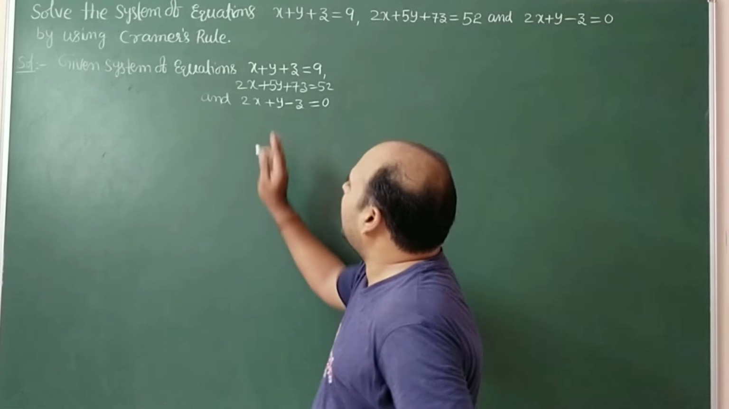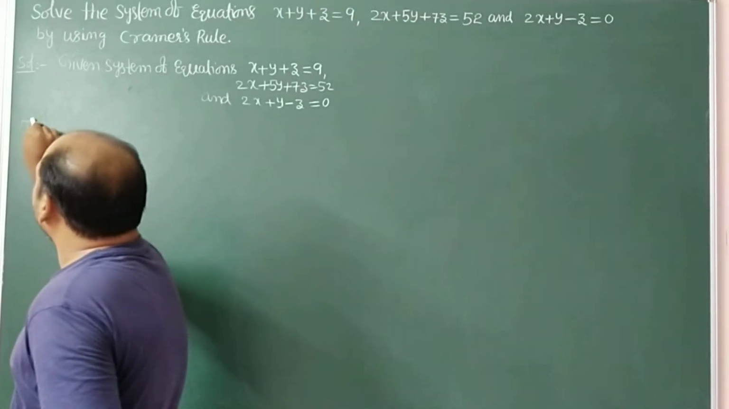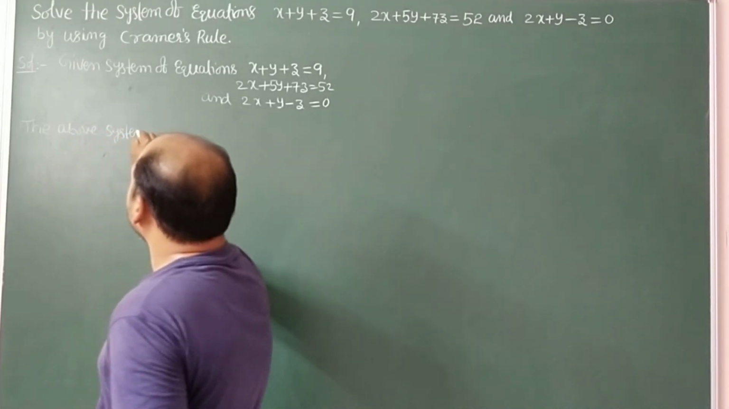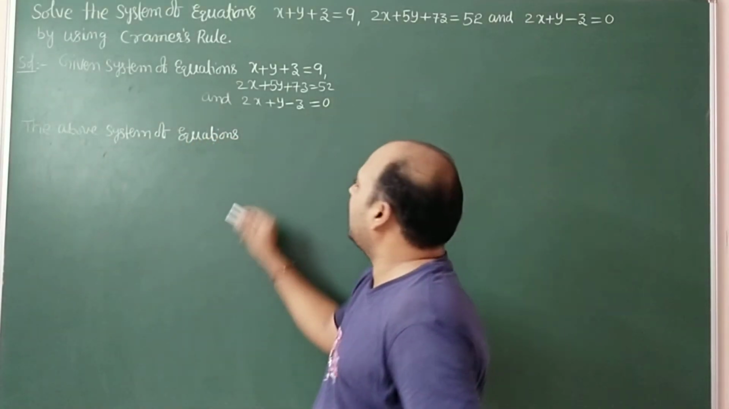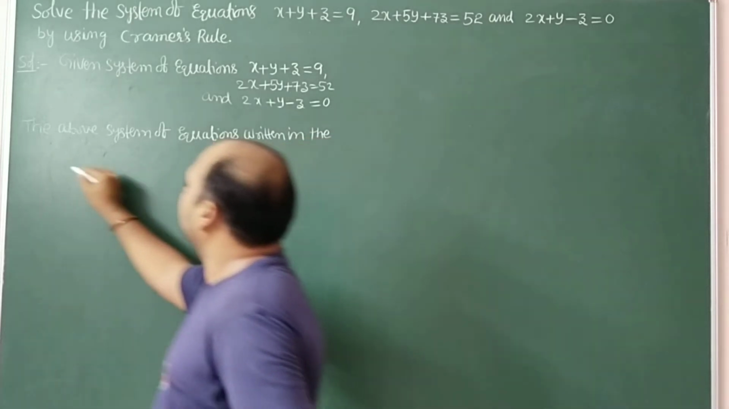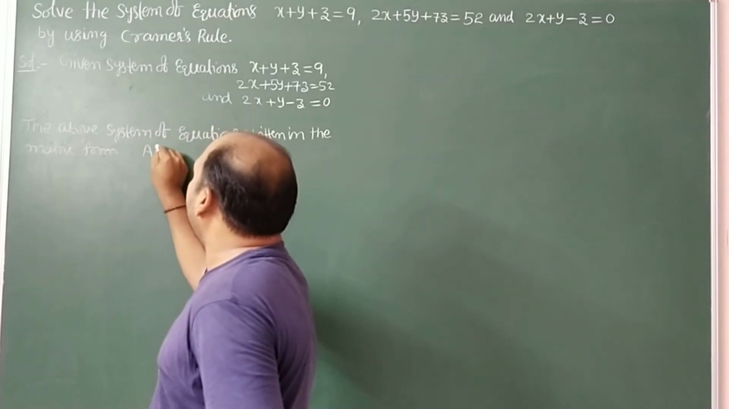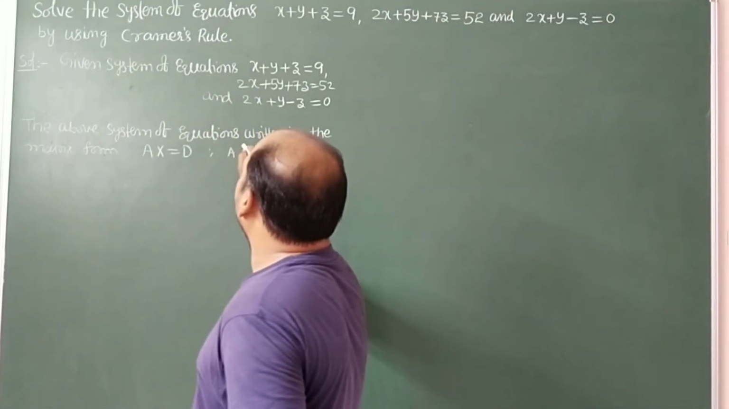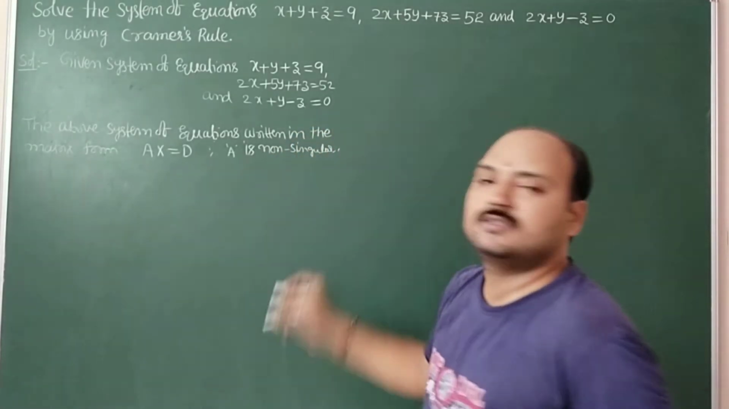After that, the above system of equations is written in the matrix form, capital AX is equal to D, where A is non-singular. That we will decide by finding the determinant.